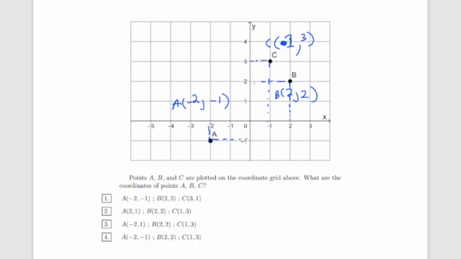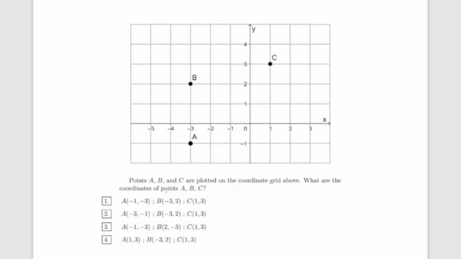So A, -2, -1, B, 2, 2, C, 1, 3. So this is not correct, because our A value is off. We're looking for an A of -2, -1. So this one, a B of 2, 2, and a C of 1, 3. So this is our correct answer choice.